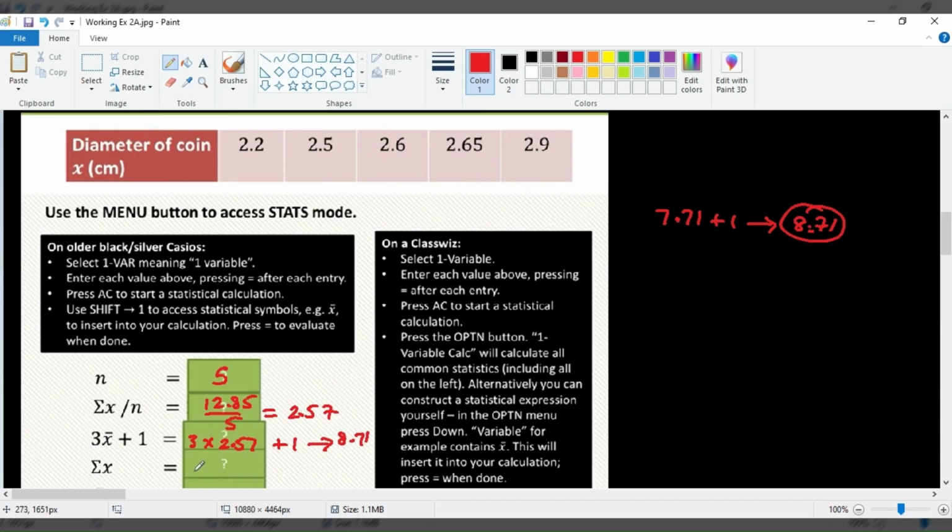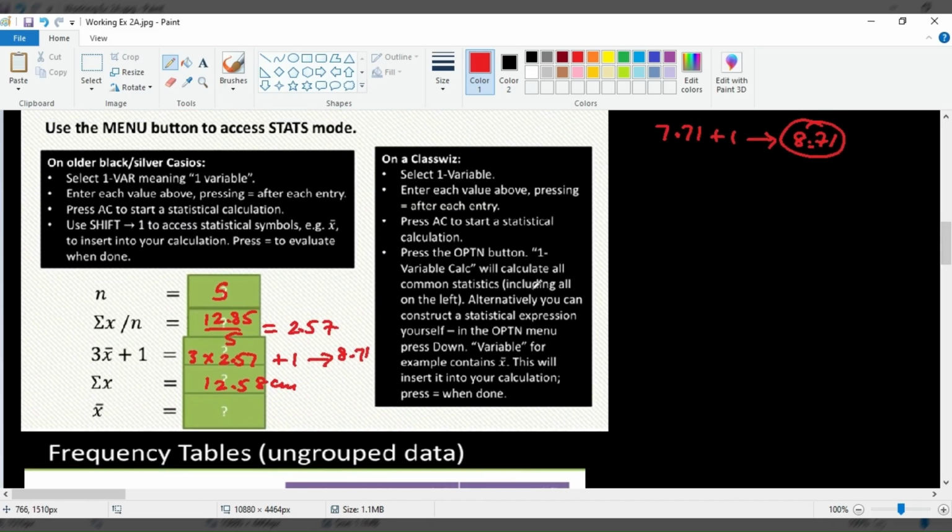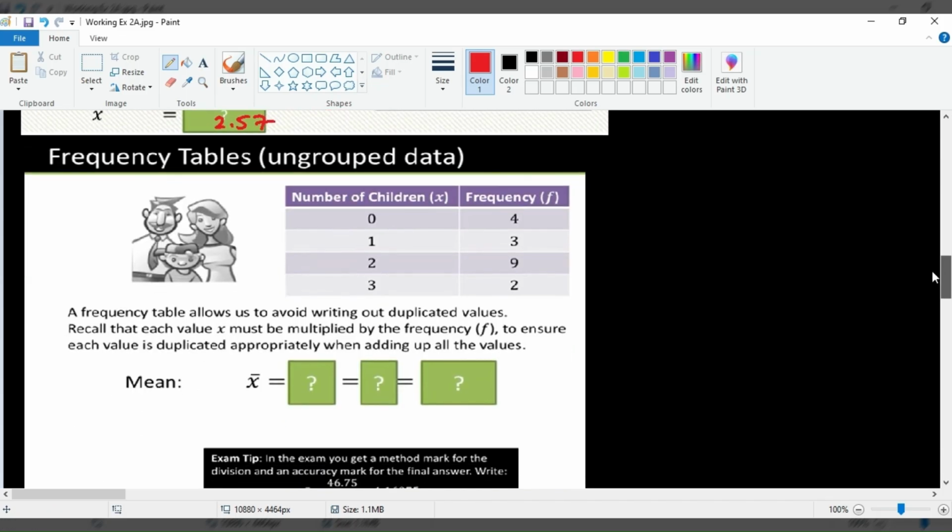Now when it comes to sum of x, it is going to be 12.85, we have already found out this one. And always remember to write centimeters. Now this is 2.57, we already found out. Now when it comes to ungrouped data, in here the most important part is that you should always remember that frequency has to be multiplied by x. So this gives us 0 and this gives us 3, this gives us 18 and this gives us 6.